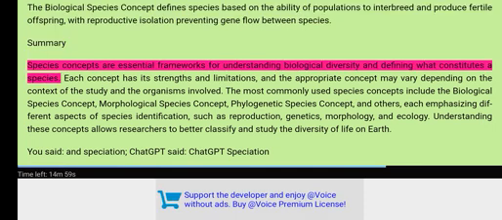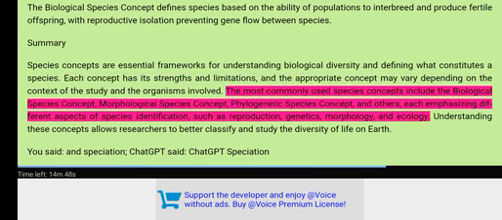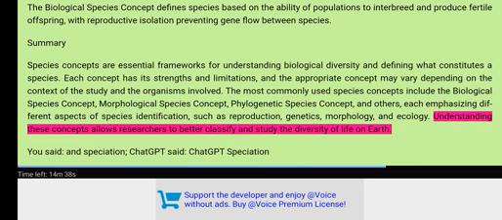Summary: species concepts are essential frameworks for understanding biological diversity and defining what constitutes a species. Each concept has its strengths and limitations, and the appropriate concept may vary depending on the context of the study and the organisms involved. The most commonly used species concepts include the biological species concept, morphological species concept, phylogenetic species concept, and others, each emphasizing different aspects of species identification, such as reproduction, genetics, morphology, and ecology. Understanding these concepts allows researchers to better classify and study the diversity of life on Earth.